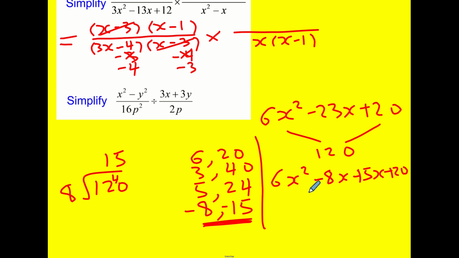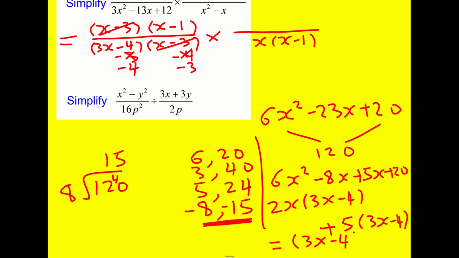So now I'm going to factorize this. What goes into both? The highest common factor, I think it's 2x. So that's going to give me 3x minus 4 here, and then over here I'm going to take out a factor of 5, and that's also going to give me 3x minus 4. I can then finally factorize out the 3x minus 4, and I'm going to have 2x plus 5. So finally I can write that in up here. 3x minus 4 and 2x plus 5.